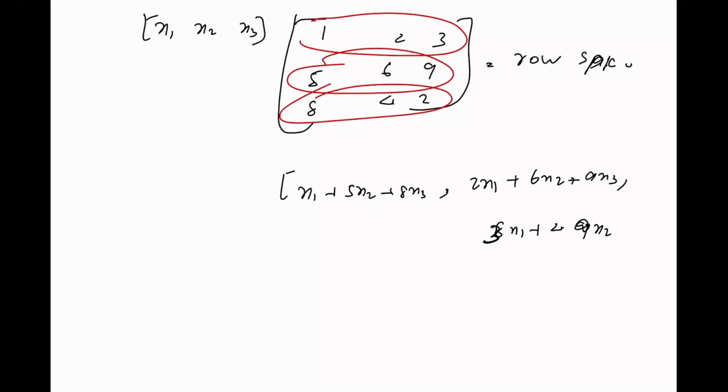I think I messed it up, right? 2x1, 6x2. Oh, it is correct. This is 4. And this is actually nothing but 3x1 plus 9x2 plus 2x3, right?